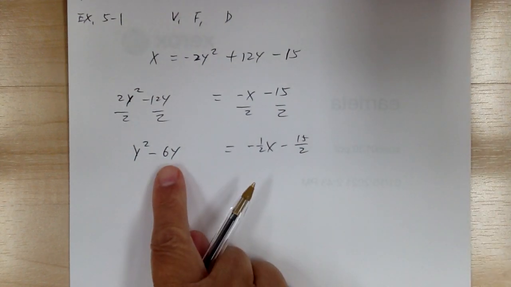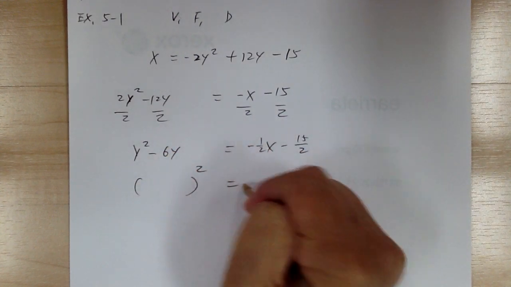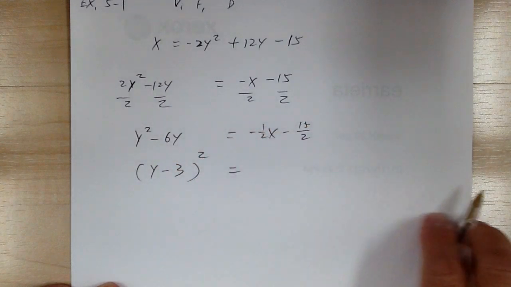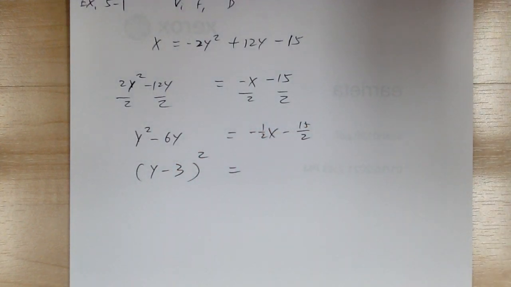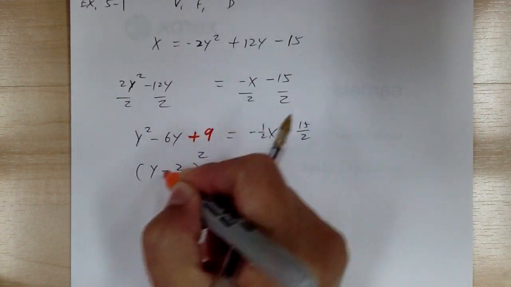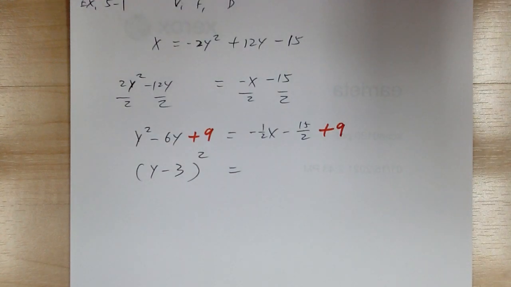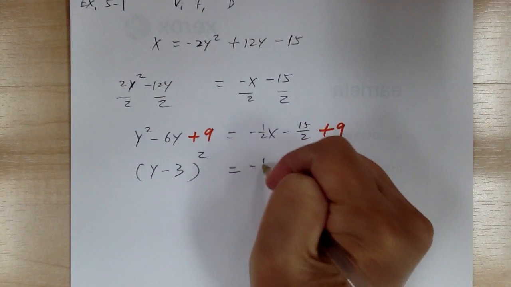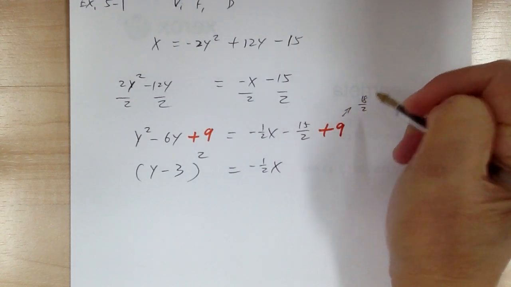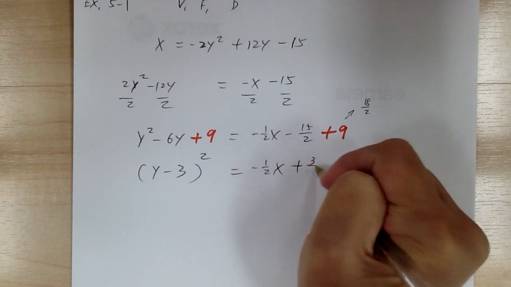Then I'm going to complete the square on this side. I need to get y minus 3, so my perfect square needs plus 9, and I need to add 9 over here too. So I get negative 1/2 x, and this is equal to 18 over 2 minus 15 over 2, so when I add, I get 3 over 2.